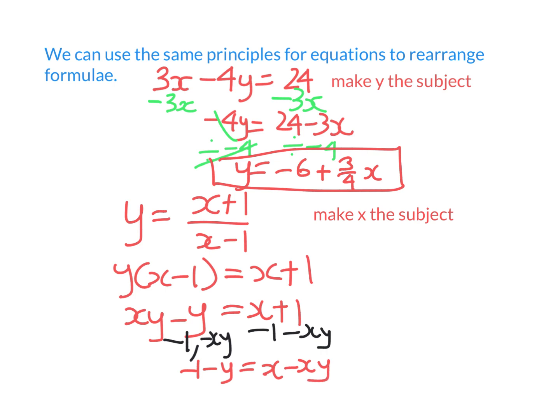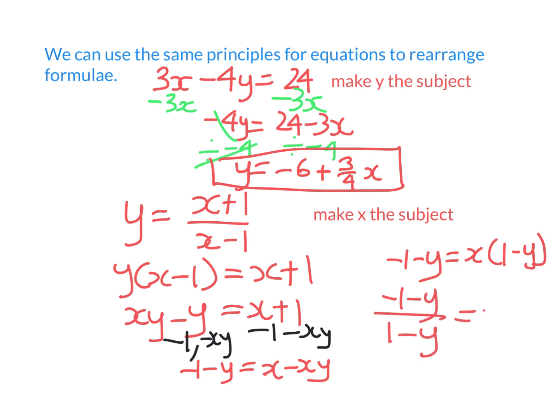So to get x by itself, the problem is I need x in one spot, but it's in two spots. But I can easily get around that by factorizing. So I've got negative 1 minus y on the left-hand side. I can factorize the right by taking out a common factor of x. So x times 1 minus x times y gives you this term. Now that I've done that, I can simply divide each side by 1 minus y. So I get negative 1 minus y over 1 minus y equals x.